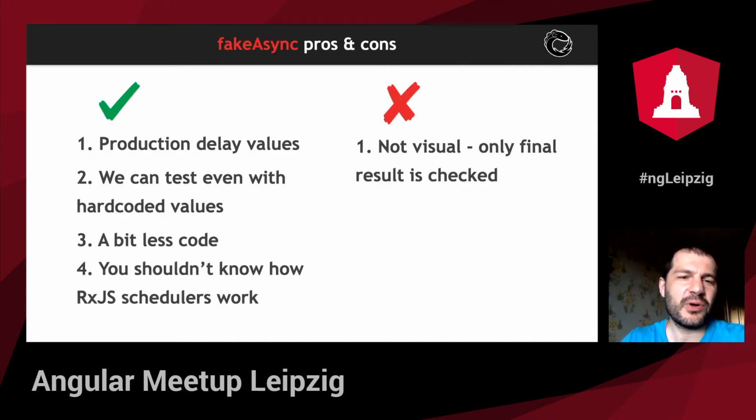fakeAsync has the same pros and cons as virtual time scheduler. So we can provide real production delay values. We can test even hard-coded delay values. The test becomes a little bit smaller, and the benefit also is that you don't need to know all the RxJS internals to use it, like schedulers and so on. And the imperfection: it allows testing only the final result. So you cannot test intermediate values, or a few values and how they are emitted and when.